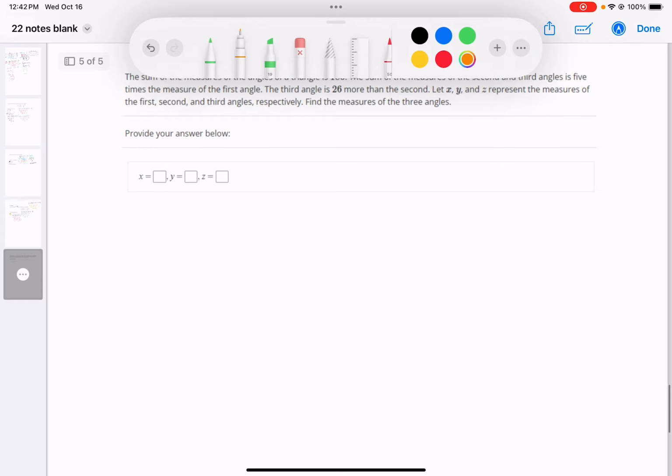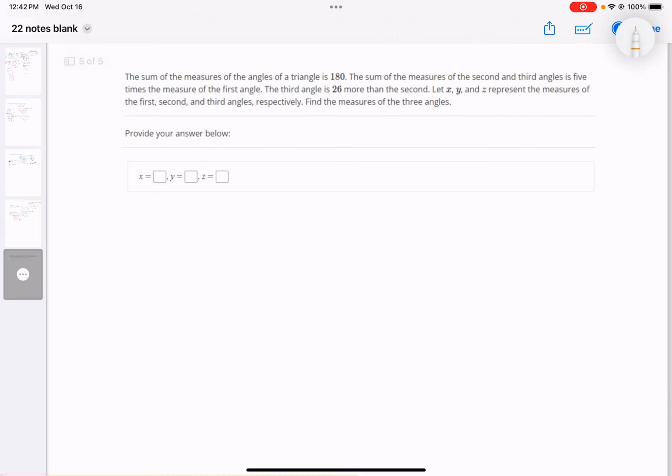Okay, this is kind of the last example. This is a word problem. And all the word problems in this one have been pretty similar. And so it gives us the sum of measures of angles of a triangle is 180. So here we're working with x, y, and z. So what that tells me, if I take x plus y plus z, that's going to equal 180 degrees.